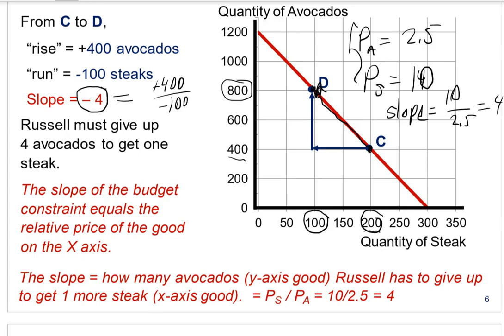So the cost of steak is basically 4 avocados, or the opportunity cost of a steak is 4 avocados. Yeah, to get 4 avocados, he's giving up 1 steak, or to get 1 steak, Russell will be giving up 4 avocados in this case.